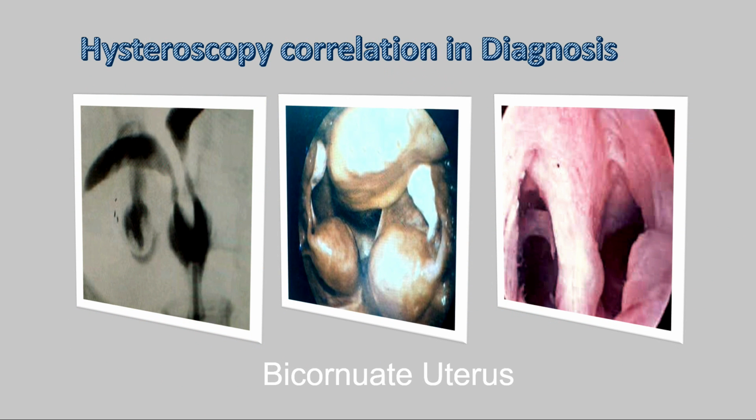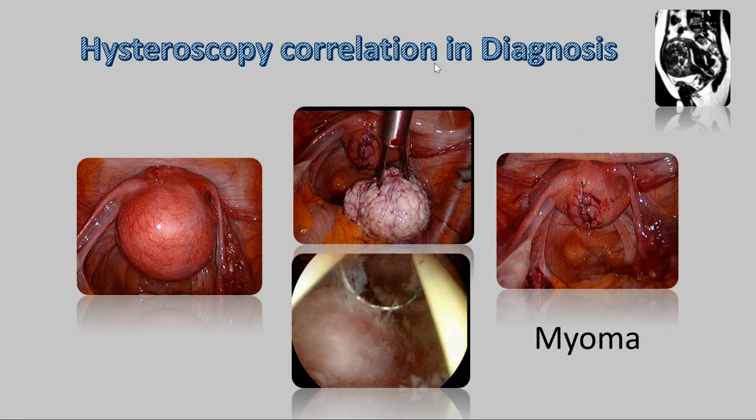This is a bicornuate uterus. By hysteroscopy and HSG, it is looking like a septate uterus. Hysteroscopic correlation is important. This looks like a subserous myoma by laparoscopy. MRI also showed subserous, but after opening it, it was having a submucous extension.